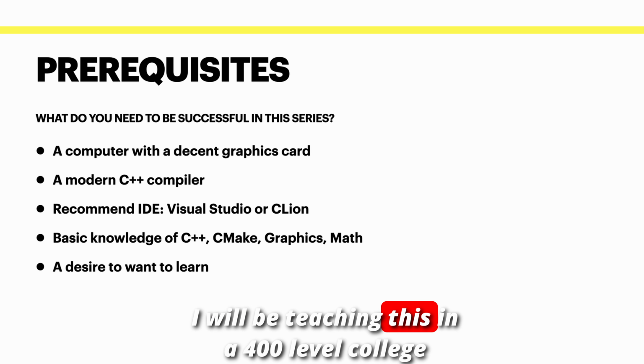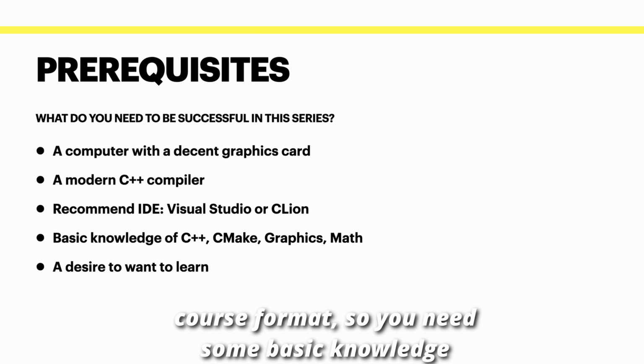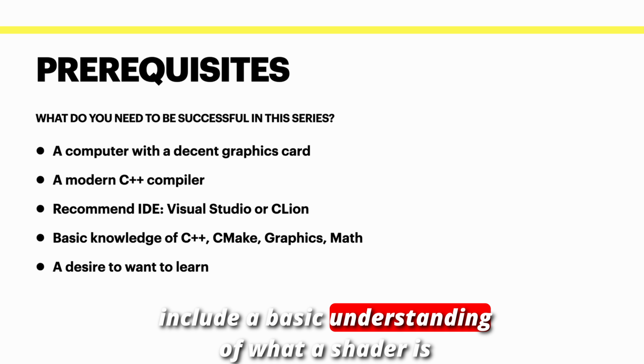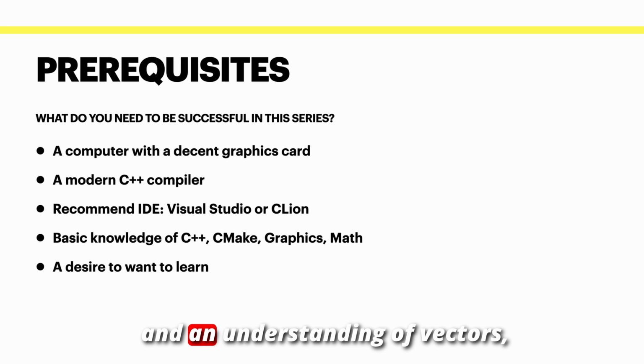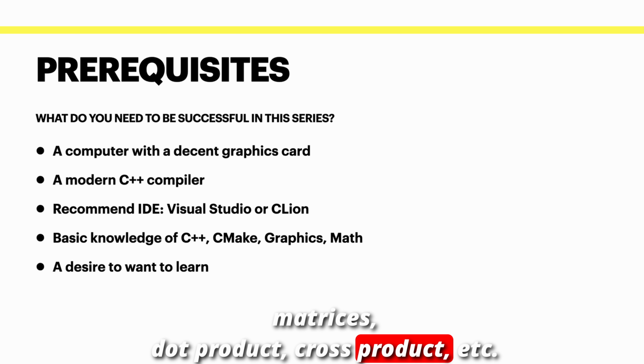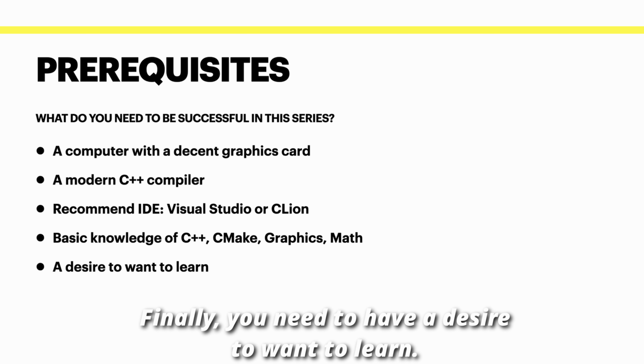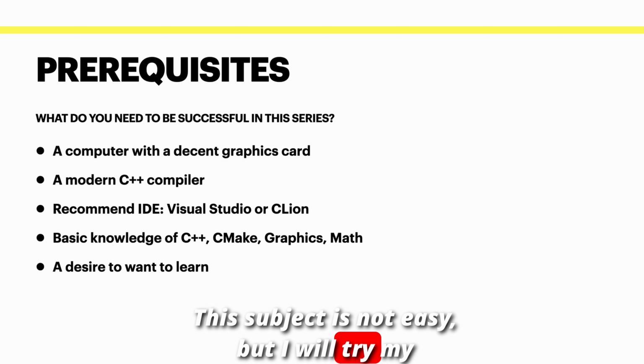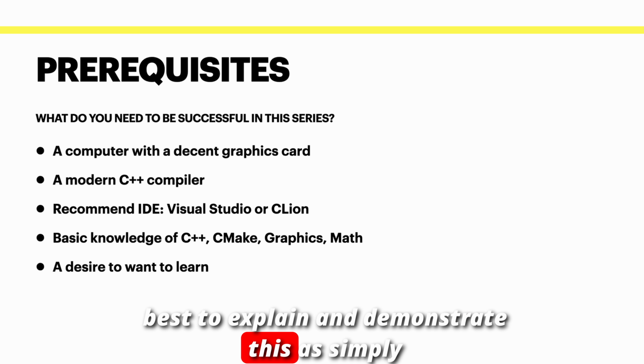I will be teaching this in a 400-level college course format, so you need some basic knowledge of graphics and linear algebra. These include a basic understanding of what a shader is, and an understanding of vectors, matrices, dot product, cross product, etc. Finally, you need to have a desire to want to learn. This subject is not easy, but I will try my best to explain and demonstrate this as simply as I can.